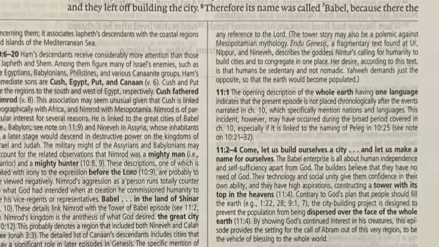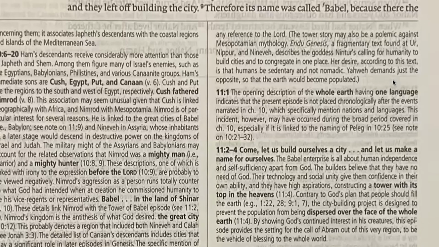Eridu Genesis, a fragmentary text found at Nippur and Nineveh, describes the goddess Nintur's calling for humanity to build cities and to congregate in one place. Her desire, according to this text, is that humans be sedentary and not nomadic. Yahweh demands just the opposite, so that the earth would become populated. Right? So we see how this story, like the others, is shown as an argument against other stories that are out there.